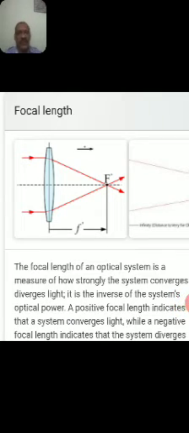Focal length. The focal length of an optical system is a measure of how strongly the system converges or diverges light. It is the inverse of the system's optical power. A positive focal length indicates that a system converges light, while a negative focal length indicates that the system diverges the light. As shown in the figure, a double convex lens and a red color light simply approaching the lens, and after falling on the lens it simply converges.